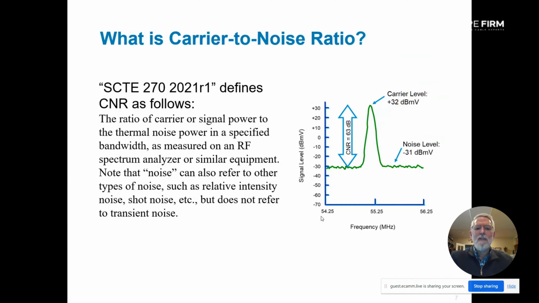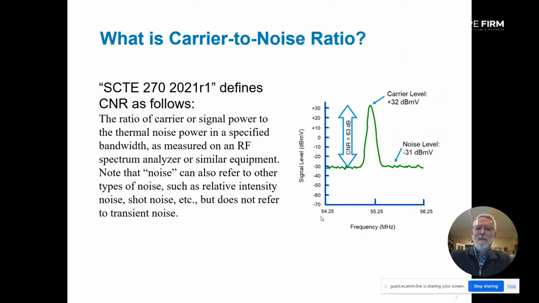Now, continuing with definitions, just to make sure everybody is clear on this, our math document that was created by SCTE's Network Operations Subcommittee Working Group 1 and is called SCTE 270 2021 R1 Mathematics of Cable, that good old 425-page document on math, is such a great reference. It has a definition for carrier to noise ratio, and it says the ratio of carrier signal power to the thermal noise power in a specified bandwidth as measured on RF spectrum analyzers and similar equipment, and so on.